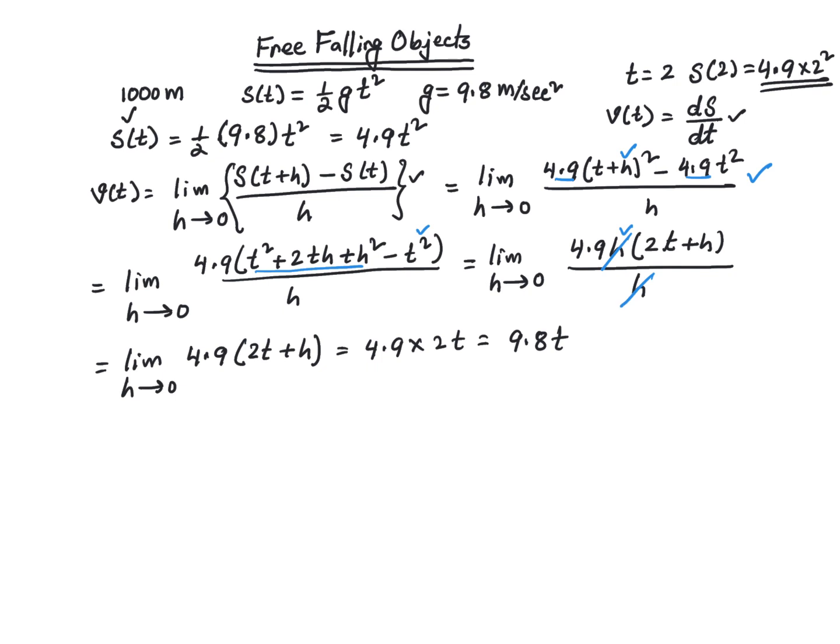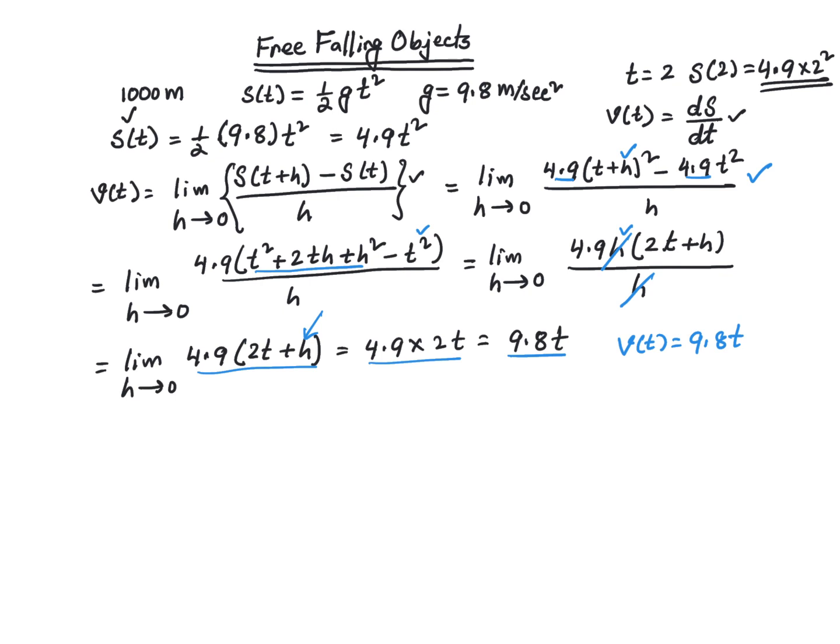That's going to leave me with 4.9 times 2t plus h. As h approaches 0, this term is going to vanish. That leaves me with the velocity, which is 9.8 times t. So my velocity formula is v of t equals 9.8 t. Velocity technically is a vector. It has a magnitude and a direction, but we don't get into the details of that. Here we can just think of it as a number.